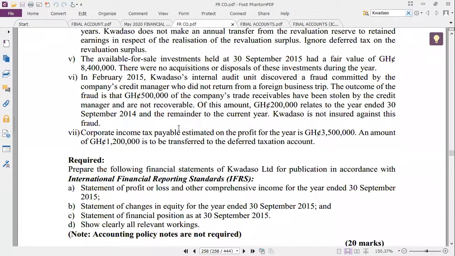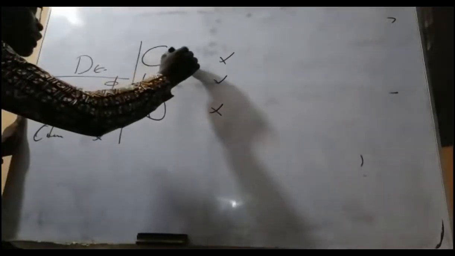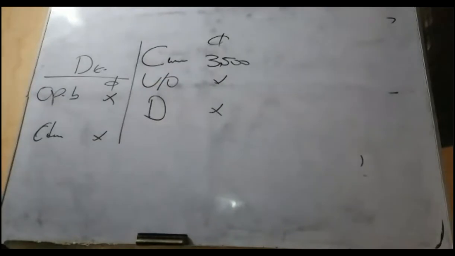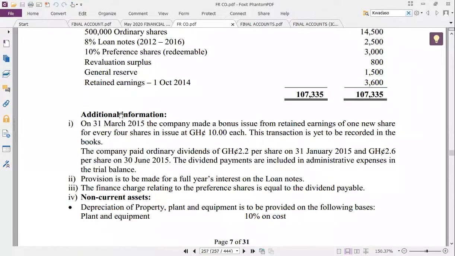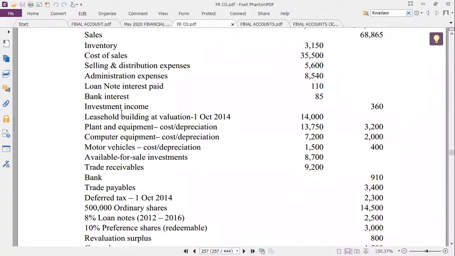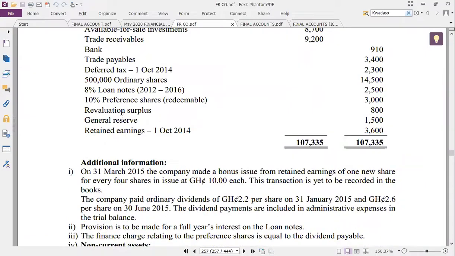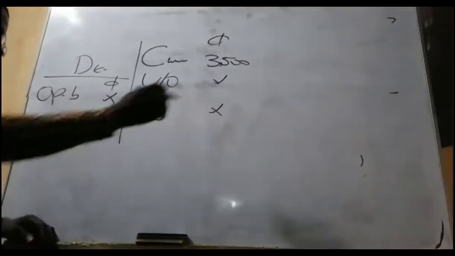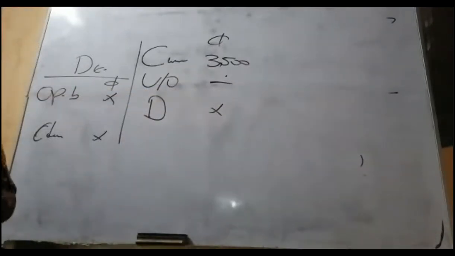Now the question is the corporate income tax payable estimated on profit for the year, 3,500. So that's the profit. The tax provision on profit for the year. So C, current year tax, 3,500. Have you seen? They didn't tell me under and over. So let me go to the trial balance and see if there's any under or over there, because it can sometimes be tricky. So no under or over. So even if you have written it already, just put that there in the question. Don't worry yourself canceling it.